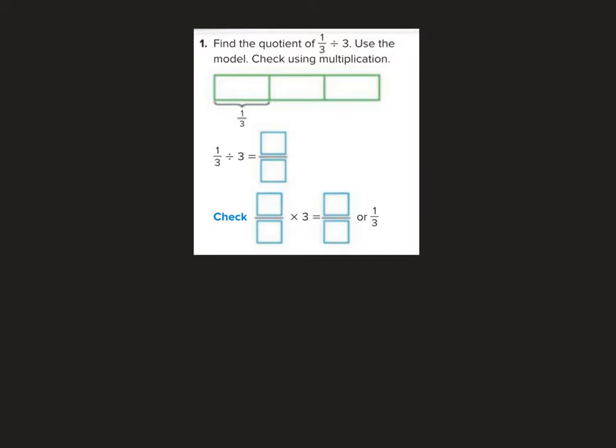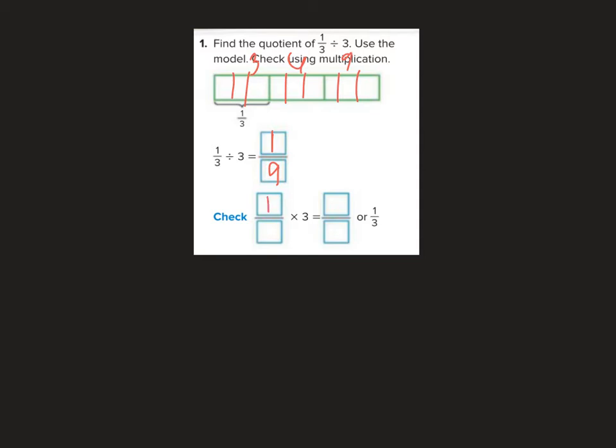Find the quotient of 1/3 divided by 3. So if I divide 1/3 of the pieces into 3, I need to divide the rest of the model. Okay, so now I have 3, 6, 9 parts total. Okay, so my denominator is going to be 9 total parts. My numerator is going to be 1, so 1/9.